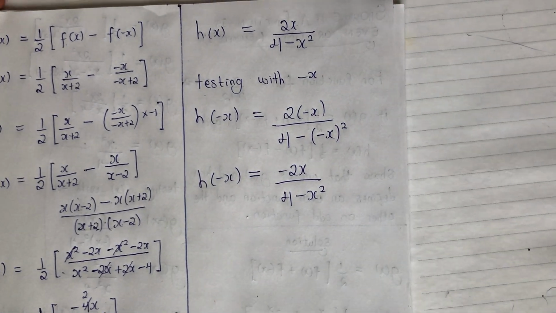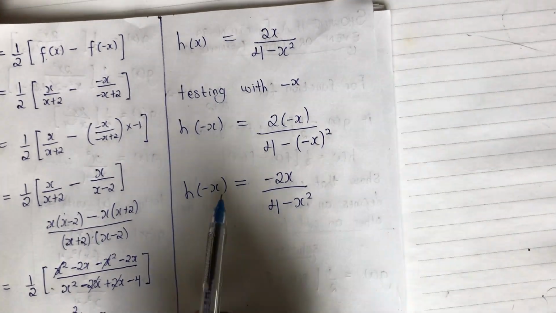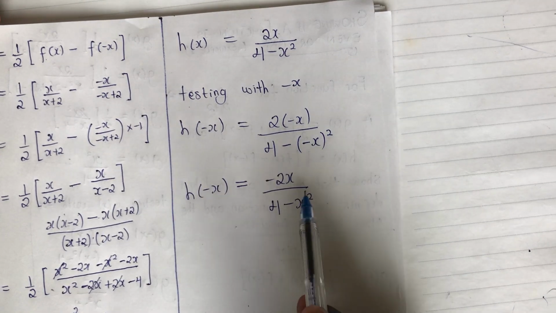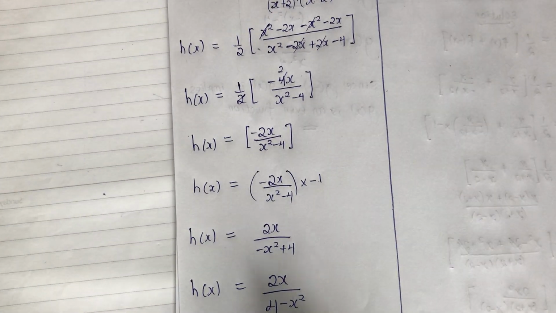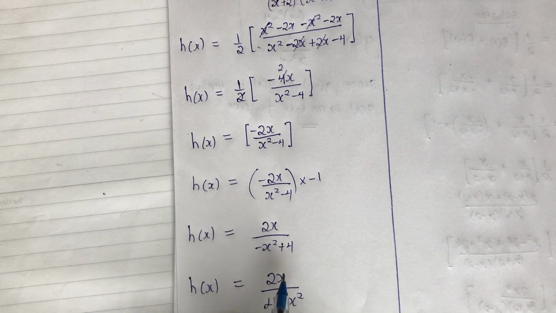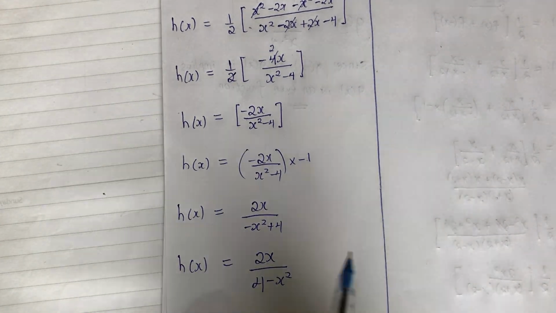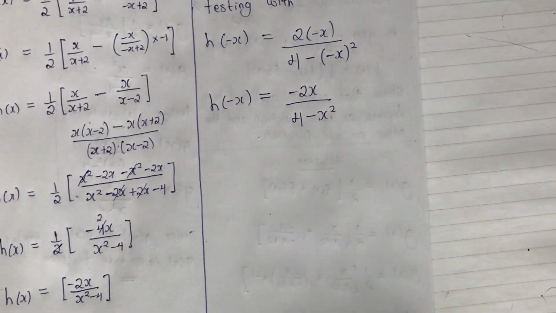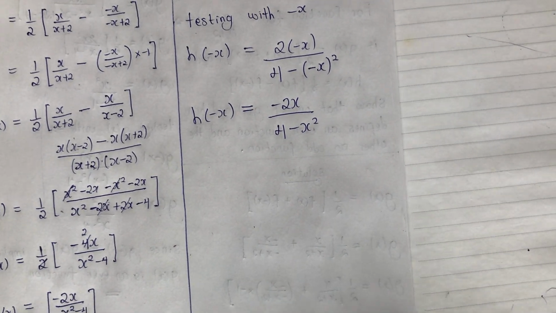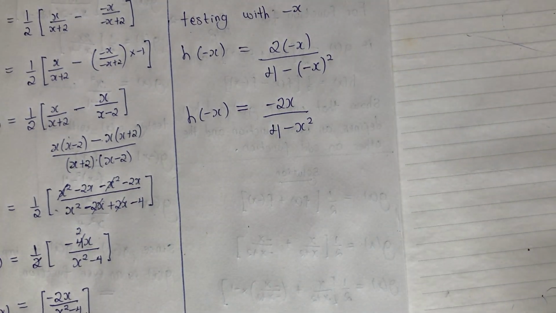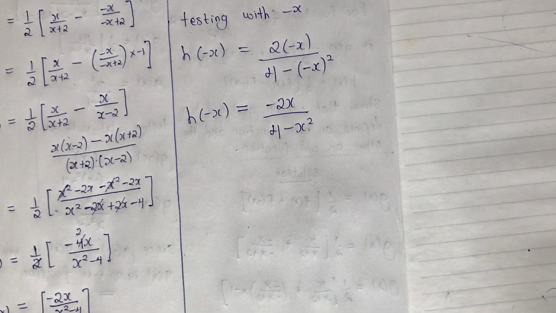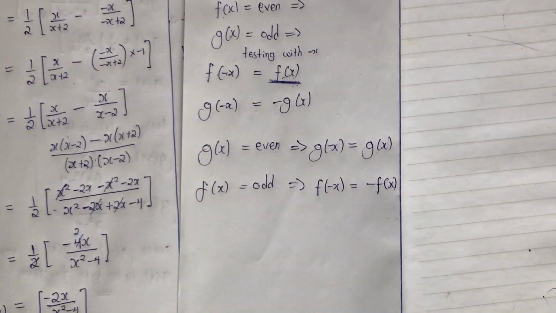So we can see that when we tested with a negative x, we got a negative function. That explains the reason why I said you should change it from negative to positive before you test. Otherwise, we would have gotten an even function, which is incorrect. So now we have been able to do the testing. We have proven that the function is what? Function is odd. So I will take you back here.